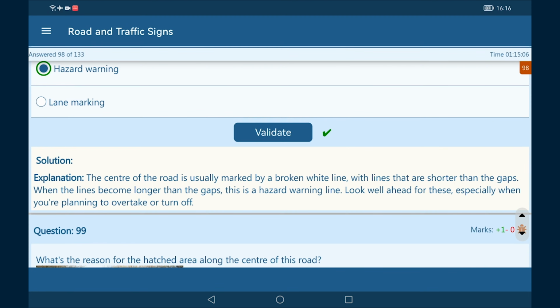Explanation. The center of the road is usually marked by a broken white line, with lines that are shorter than the gaps. When the lines become longer than the gaps, this is a hazard warning line. Look well ahead for these, especially when you're planning to overtake or turn off.